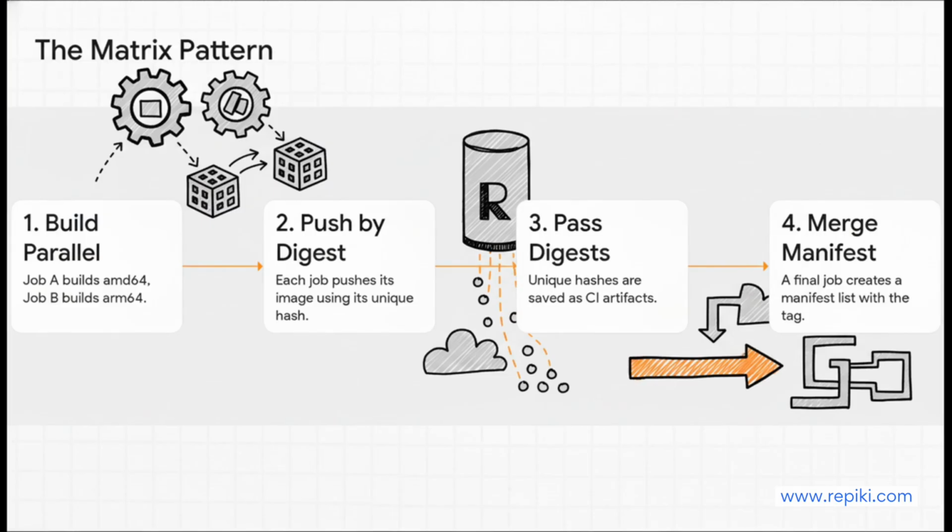And this pattern is so powerful. You can see it here. You have parallel jobs, job A and job B, building for each platform as fast as they possibly can. Now here's the key. Each job pushes its image to the registry using its unique hash, its fingerprint, not a tag. Then a final super quick job comes in, grabs those hashes, and creates that final manifest list with the tag. It's incredibly fast, super efficient, and beautifully decoupled.